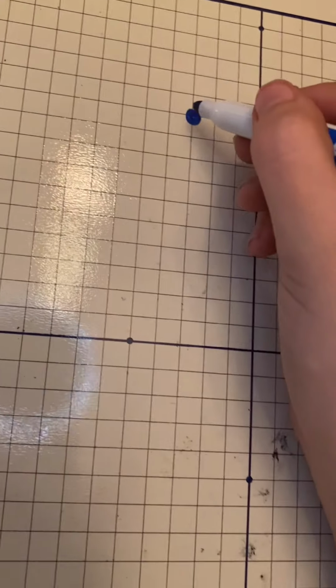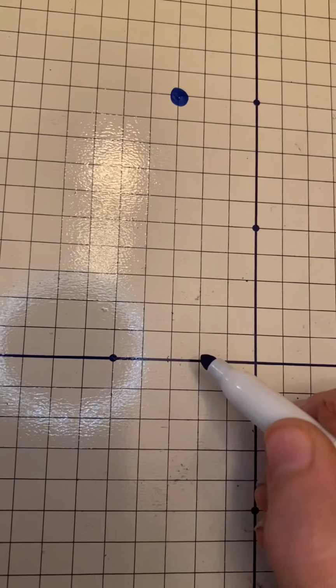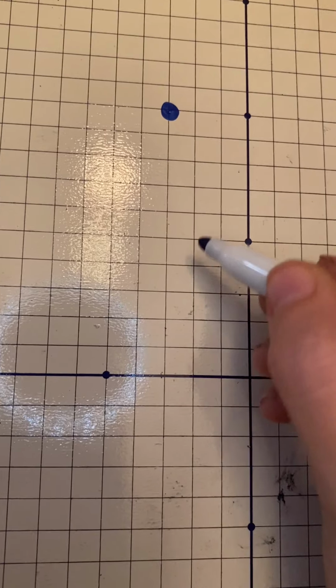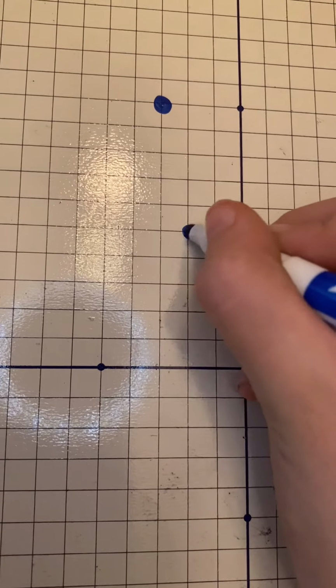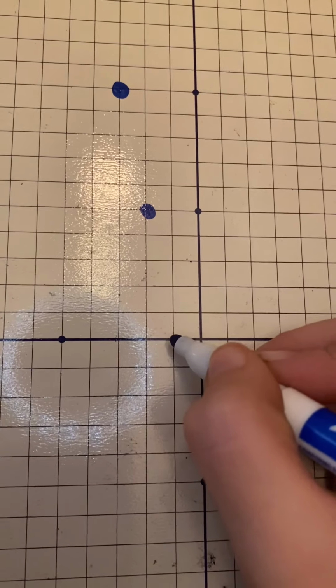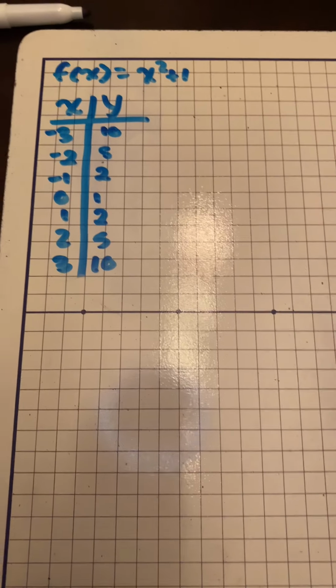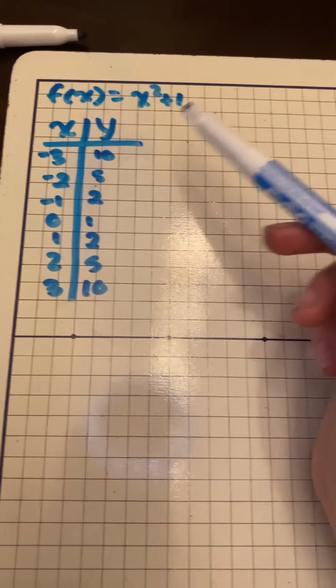So we know that's -3, 10. Let's plot the second one, which is 2, 5. Then -1, 2. Okay, so let's continue. So we see this is the f of x function.